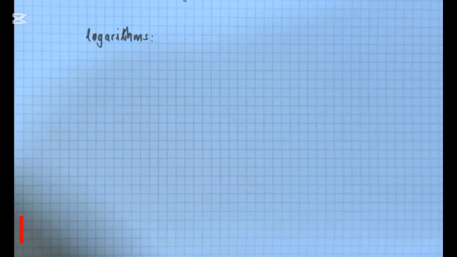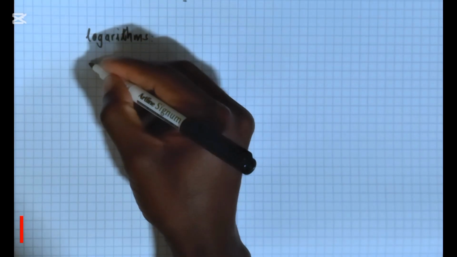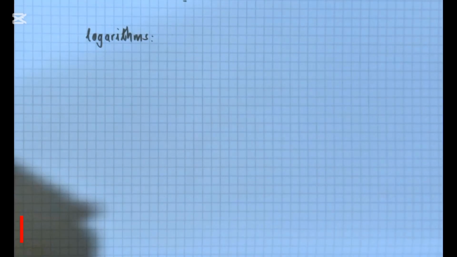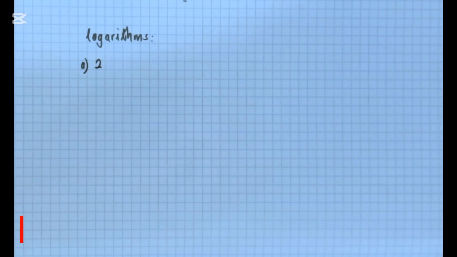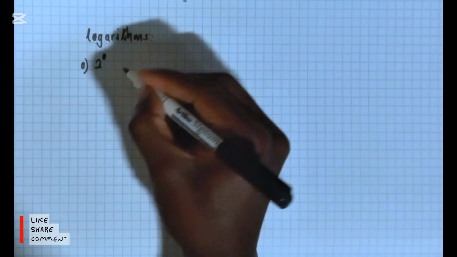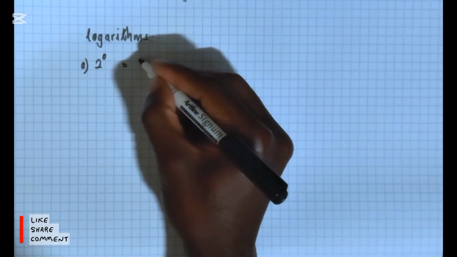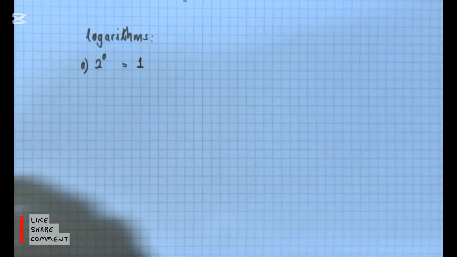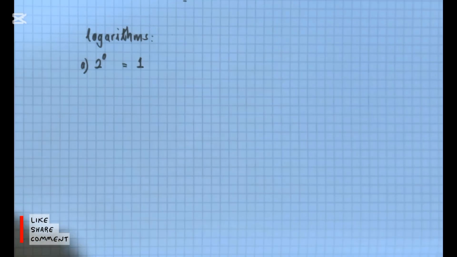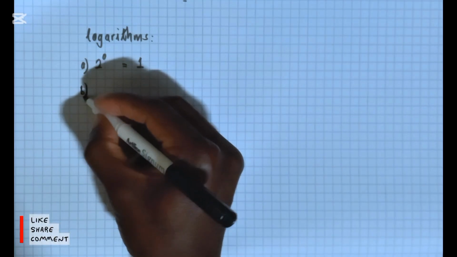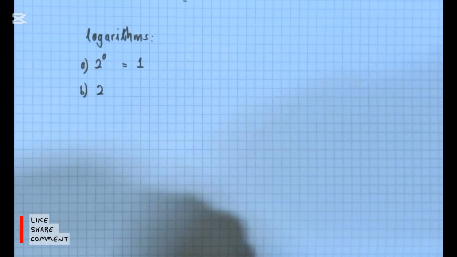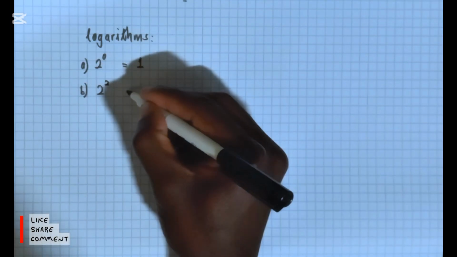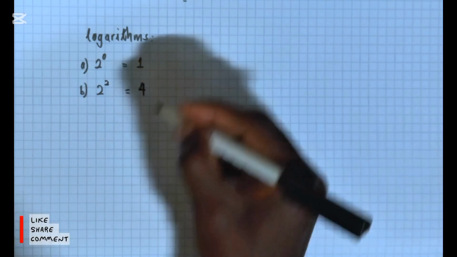So, in our previous classes, we've been looking at the concept of indices. And we mentioned that assuming you're given a number, let's say 2, and that 2 is raised to 0, we all know that that's going to be equal to 1. Remember, any number raised to 0 will always be equal to 1, mathematically speaking. And so, when you raise the same number, let's say 2, to the power of 2, you realize that you're going to get 4.